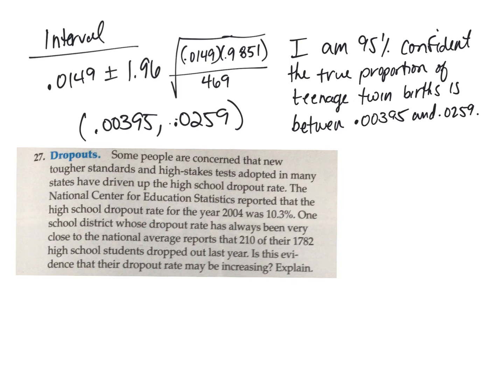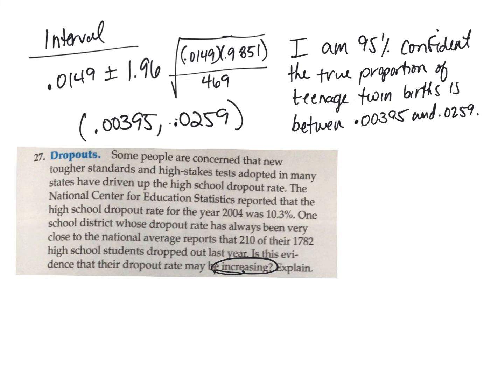Okay, so number 27. Some people are concerned that new, tougher standards and high-stakes tests adopted in many states have driven up the high school dropout rate. The National Center for Education Statistics reported that the high school dropout rate for the year 2004 was 10.3%. One school district whose dropout rate has always been very close to the national average reports that 210 of their 1,782 high school students dropped out last year. Is this evidence that their dropout rate might be increasing?